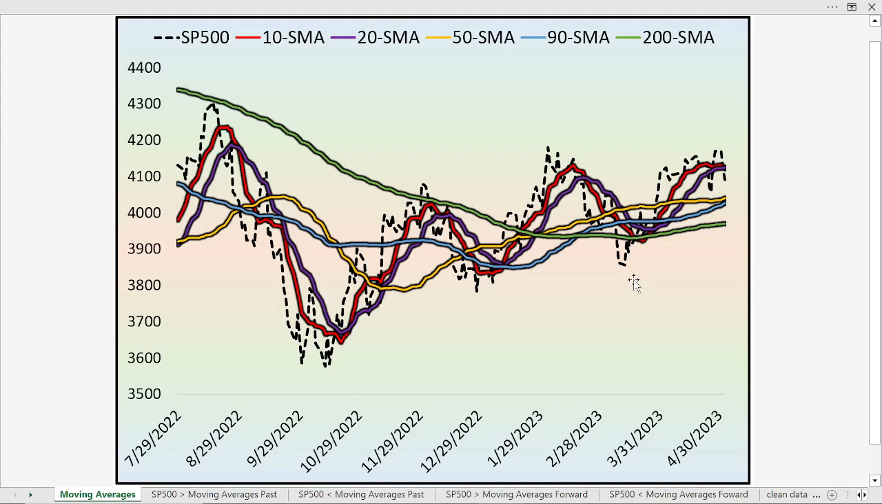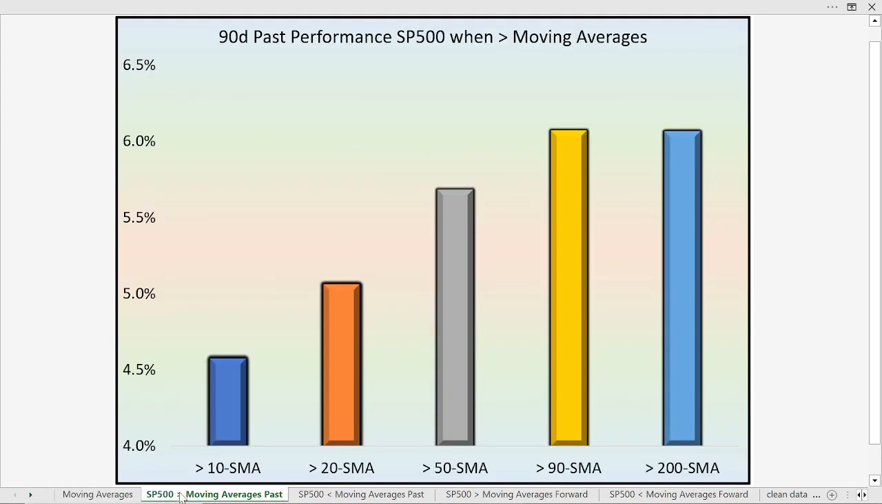The purple line is a 20 SMA. The yellow is a 50 simple moving average. The blue line is a 90, and the green line is a 200. Now, if we open up the charts and we say, okay, well, the market right now, the S&P 500 is above the 10 SMA.